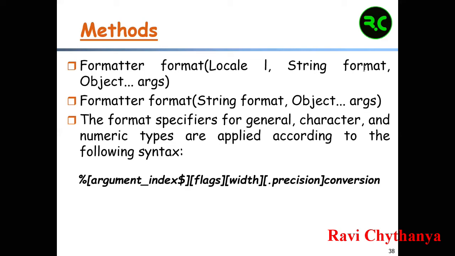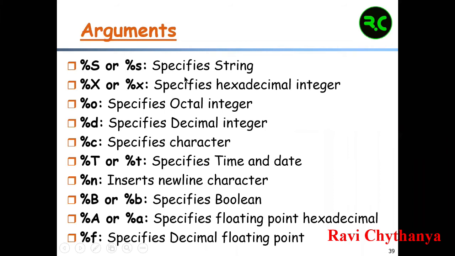Okay, so like that you can have the syntax. And here are the formats we are going to have: dollar percentile s, either capital S or small s, which is going to specify a string. Percentile x is going to specify the hexadecimal integer, O for octal integer, D for decimal integer, C for character. Okay, and T for time and date, and N is going to insert a new line character.